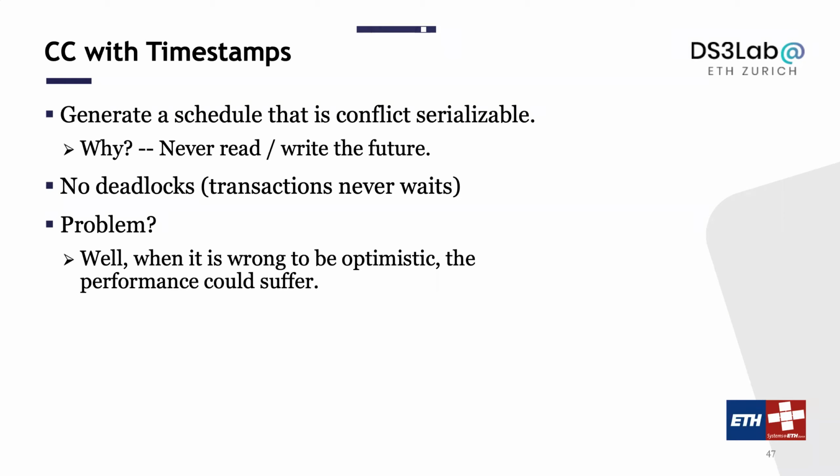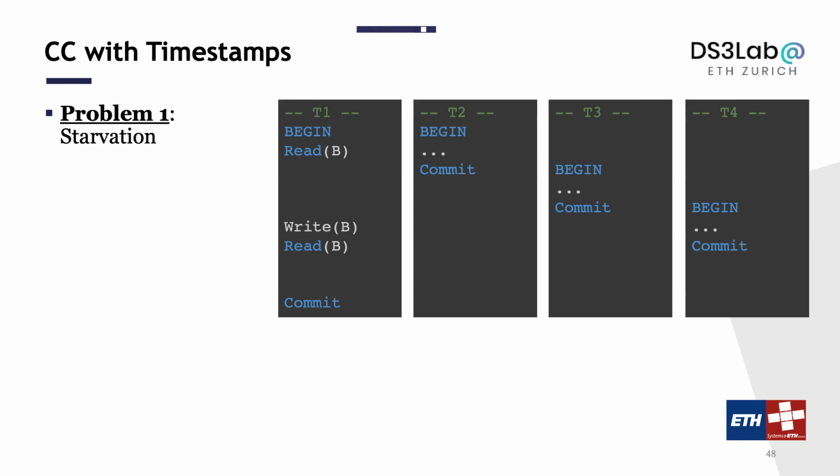Concurrency control with timestamps could be very, very slow because you keep rolling back transactions. At the end of the day, if there are a lot of conflicts, no one can make any progress. You end up rolling back all of those transactions, right? So if you are wrong to be optimistic, but you are being optimistic, the performance could suffer. Under the right assumption, this is a very good strategy, but if your assumption is wrong, this could suffer.